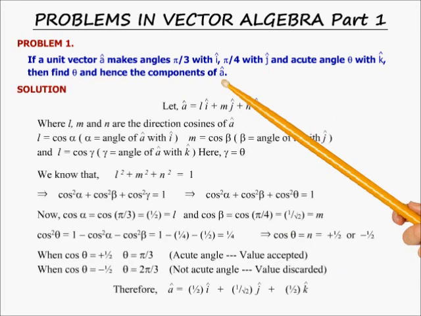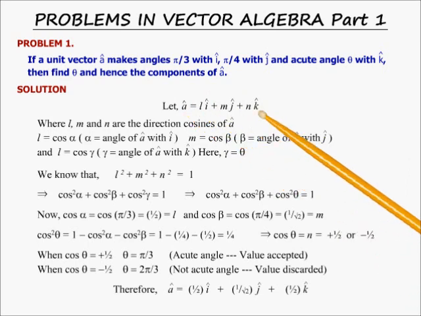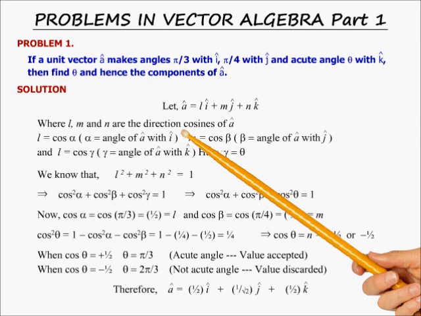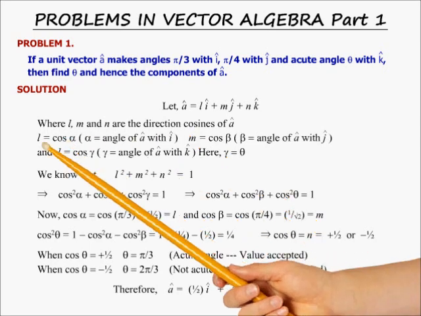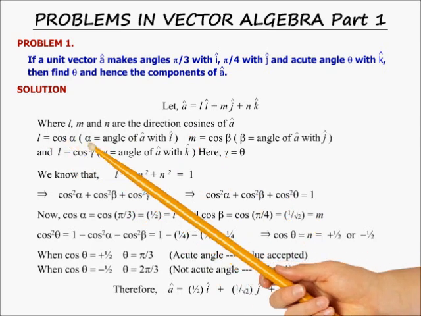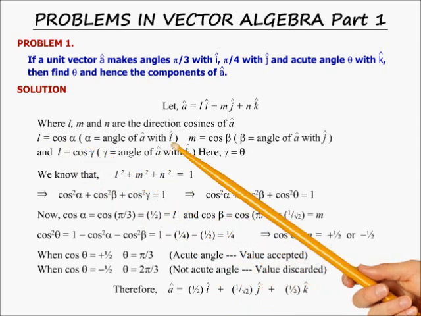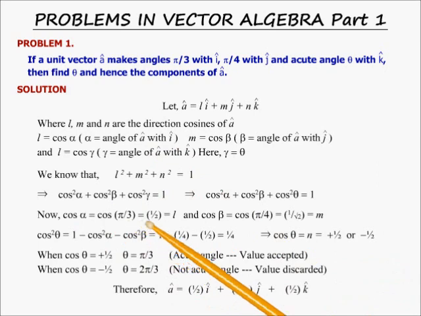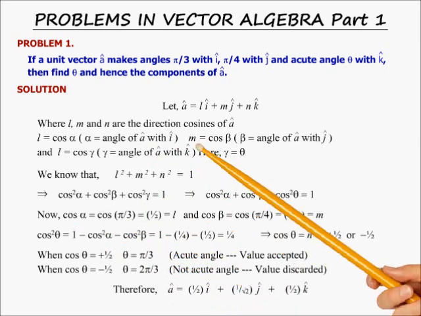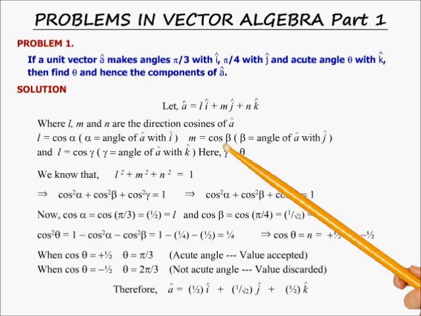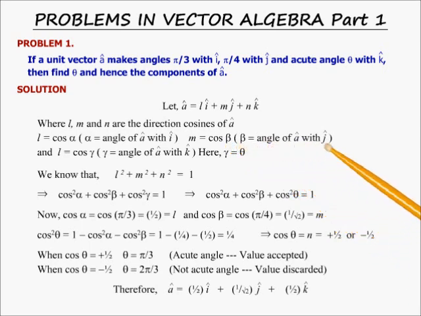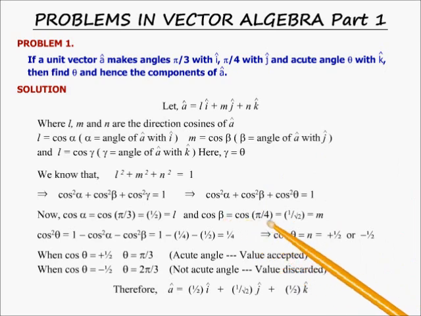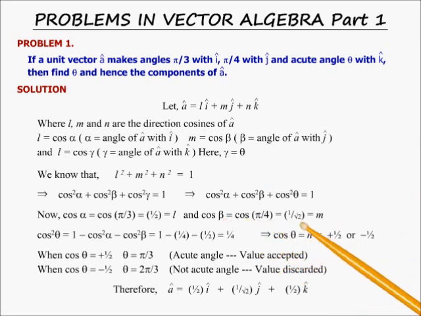We know that the components of a unit vector are L, M, N, where L, M, N are direction cosines. The direction cosine L is equal to cos alpha, where alpha is the angle which the vector makes with i cap. In this problem, alpha is pi by 3, so L equals half. M is equal to cos beta, where beta is the angle the vector makes with j cap. Here, beta is equal to pi by 4, so M equals 1 by root 2.